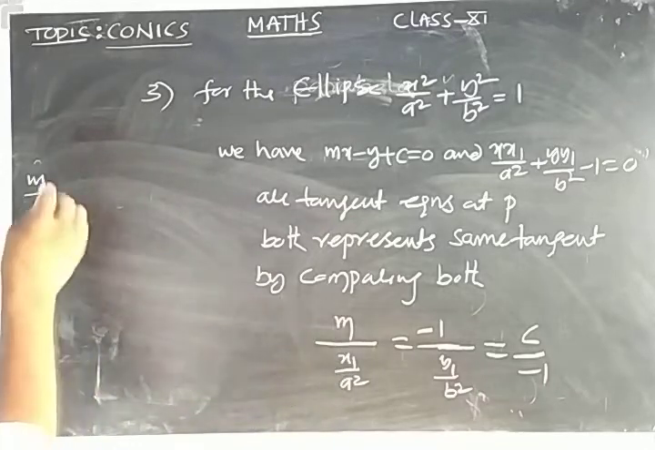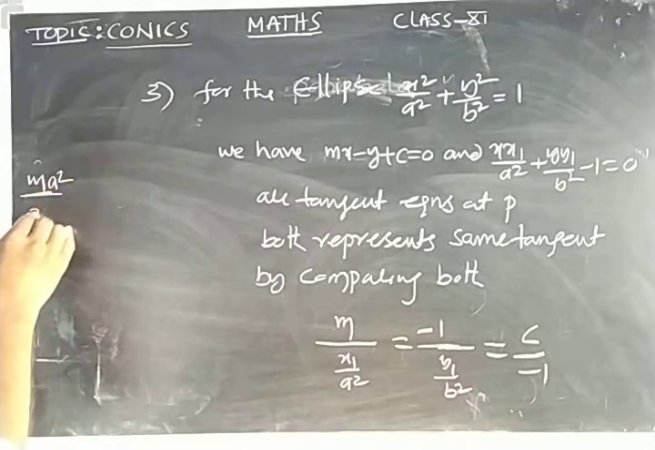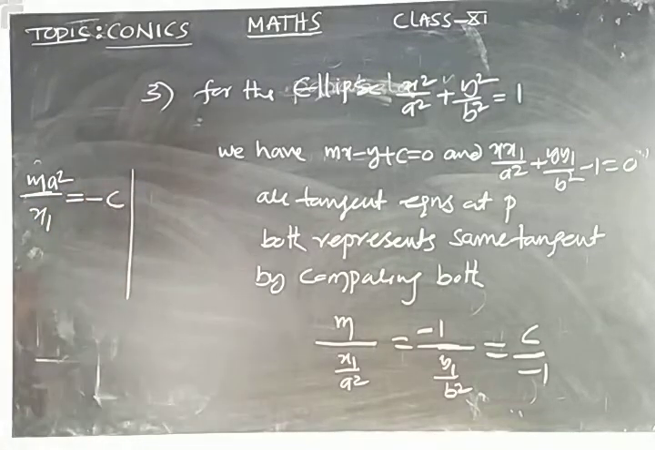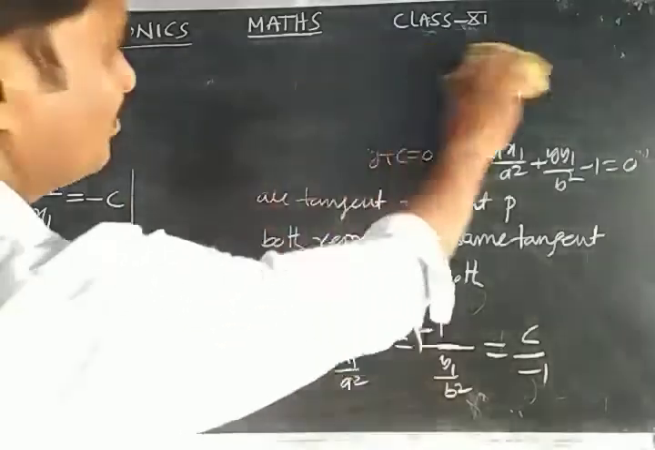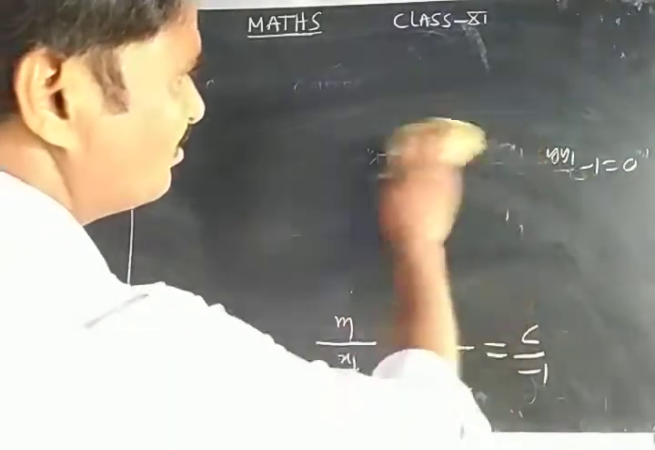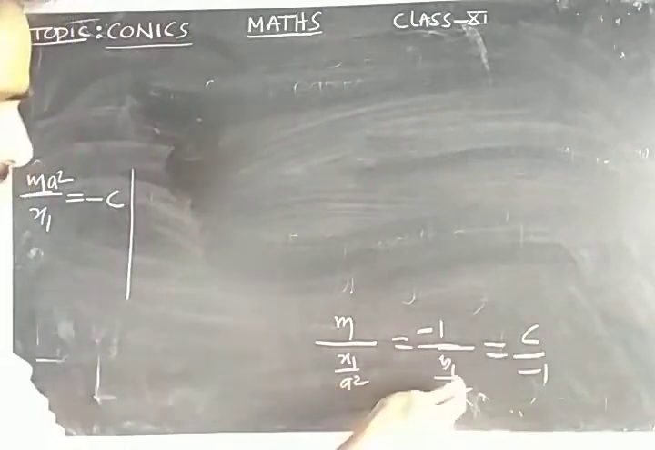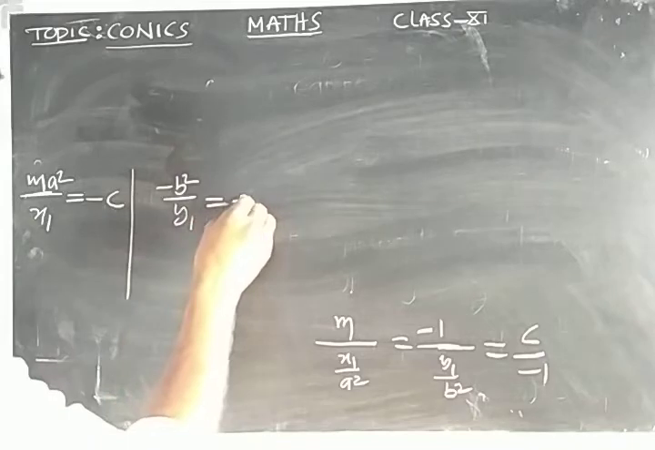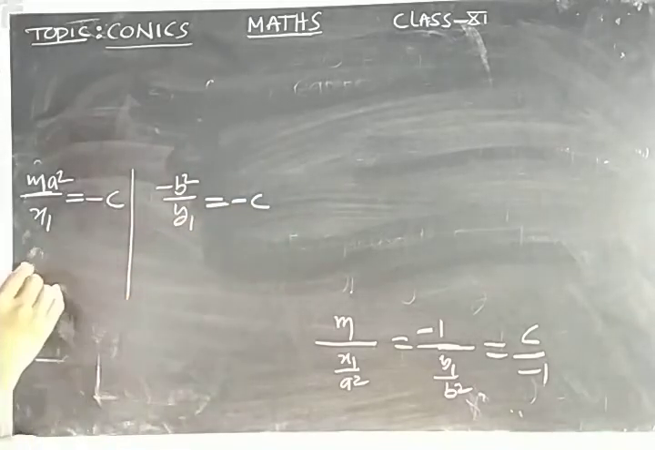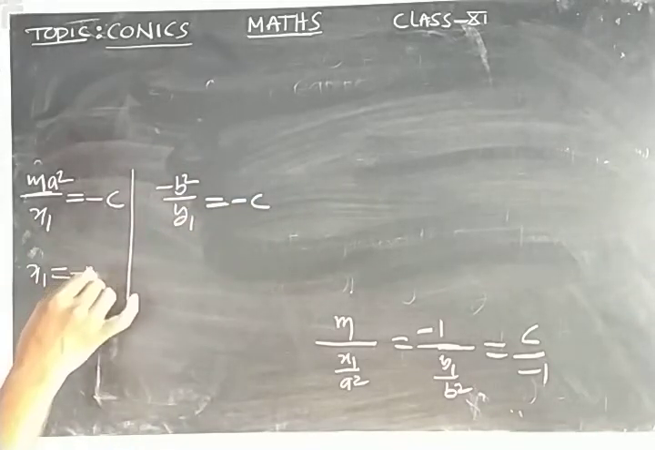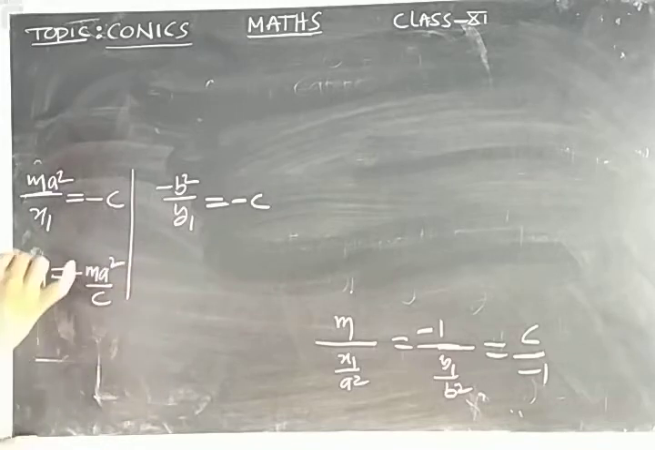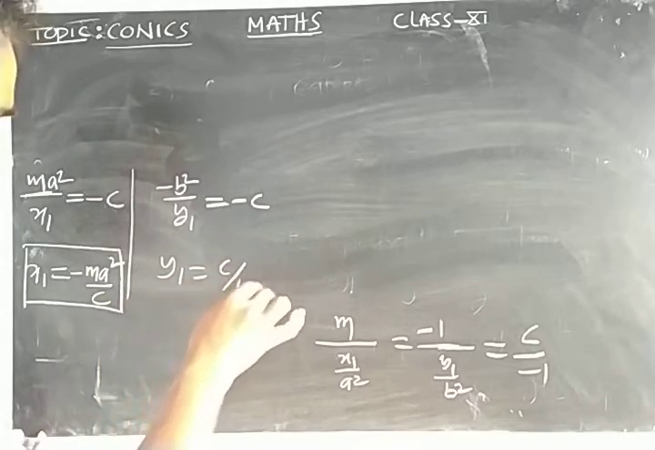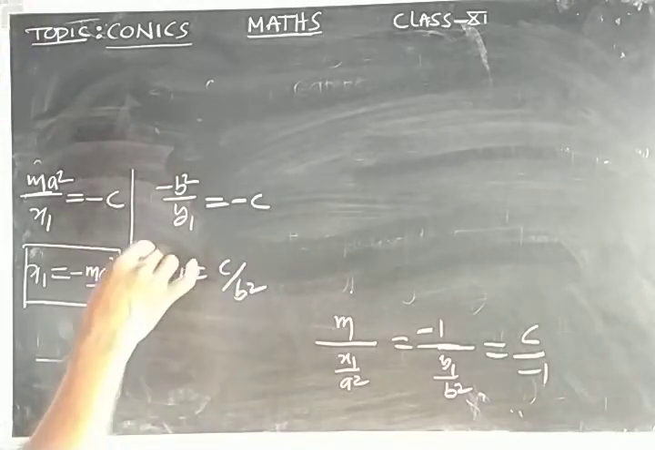By simplifying, what do you get? m a square by x1 is equal to minus c. By comparing these two, how can we write this? Minus b square by y1 is equal to minus c. From this, x1 equals minus m a square by c. Here y1 equals c by b square.